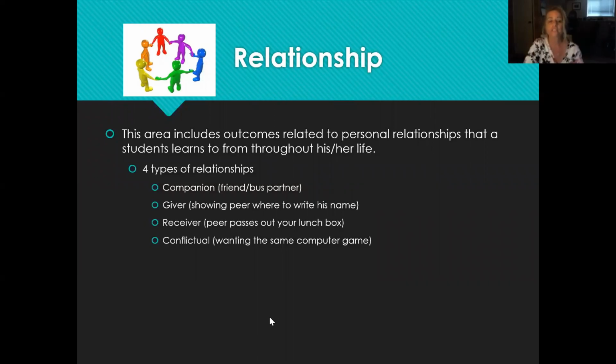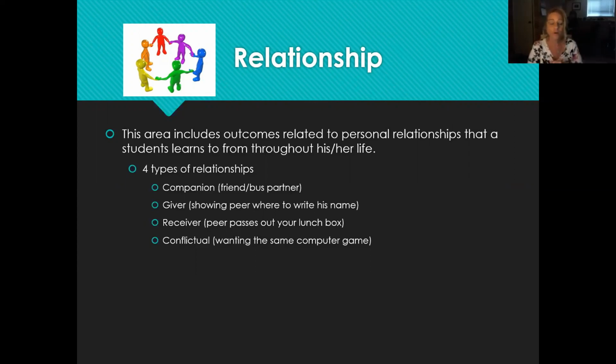So getting back to 4 types of relationships, we have companion relationships, we have giver relationships. So are all students showing each other and helping each other? So an example would be showing a peer where to write his name. There's receiver relationships. So are you accepting the peer passing out your lunchbox? Well, if you're a student with a disability or a student with an English language learner repertoire that you are outside of your norm in this classroom, are you able to give relationships to kids and are you able to receive relationships from kids? And how are you with conflict?